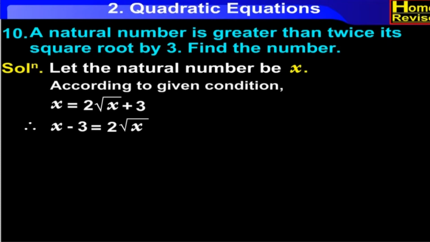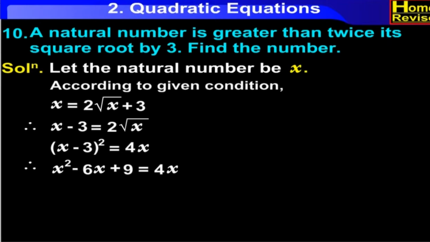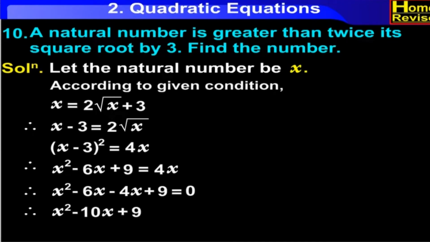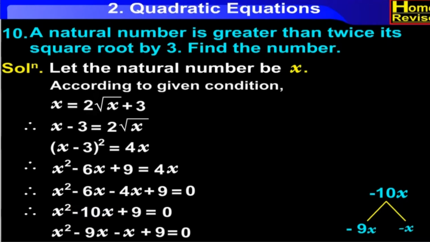Squaring on both the sides, we get (x minus 3) whole square is equal to 4x. Therefore, x square minus 6x plus 9 is equal to 4x. Therefore, x square minus 6x minus 4x plus 9 is equal to 0. Therefore, x square minus 10x plus 9 is equal to 0. Now splitting the middle term minus 10x as minus 9x and minus x, we get x square minus 9x minus x plus 9 is equal to 0.